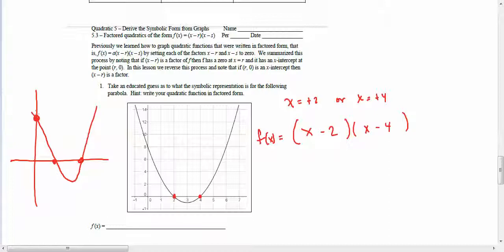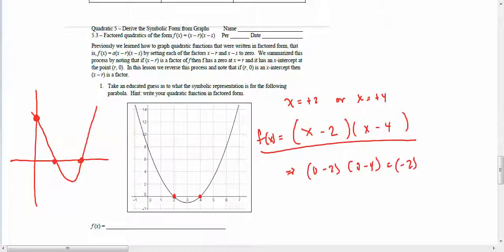So what I would do if I were you is I would get my equation. Here's my guess, and then I would find the y-intercept. Finding the y-intercept is you simply plug in x equals 0. So in this case, this would be 0 minus 2 times 0 minus 4, which is negative 2 times negative 4, which is positive 8. Oh, good, because that's where my y-intercept is. Good. Then I'm going to keep this equation and say that this is mine.